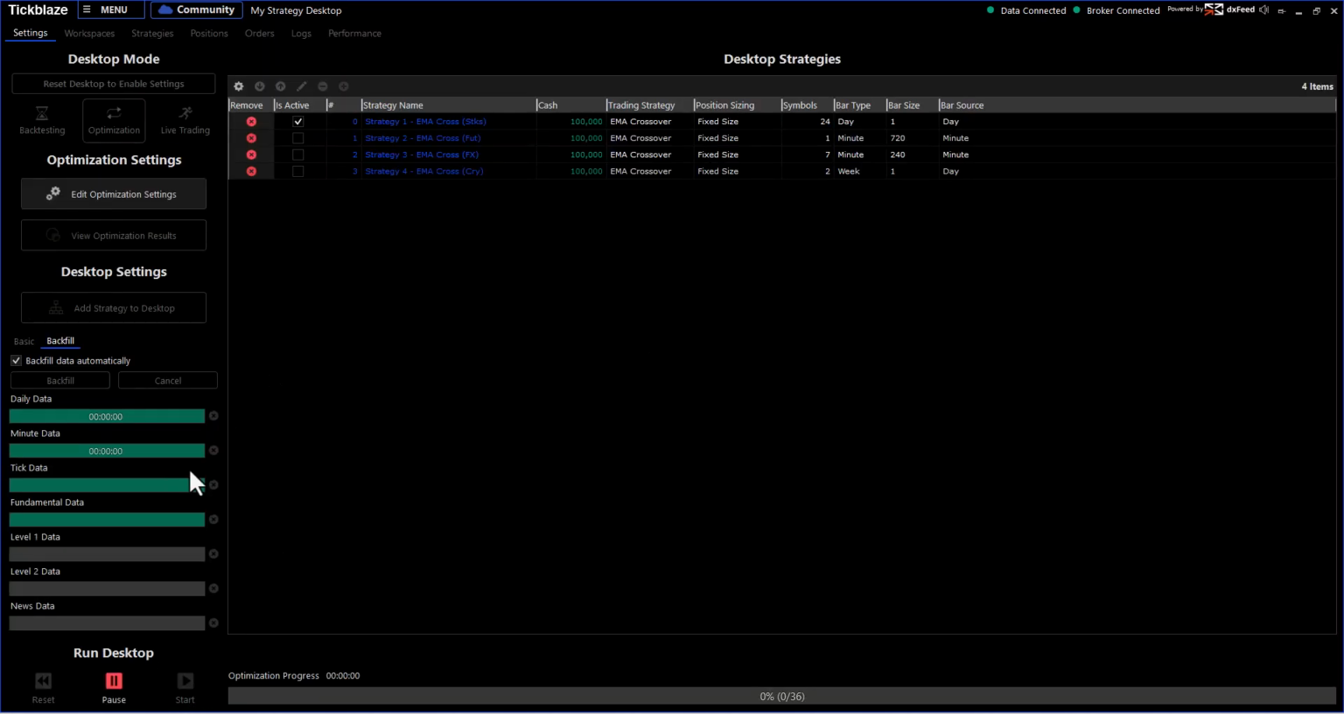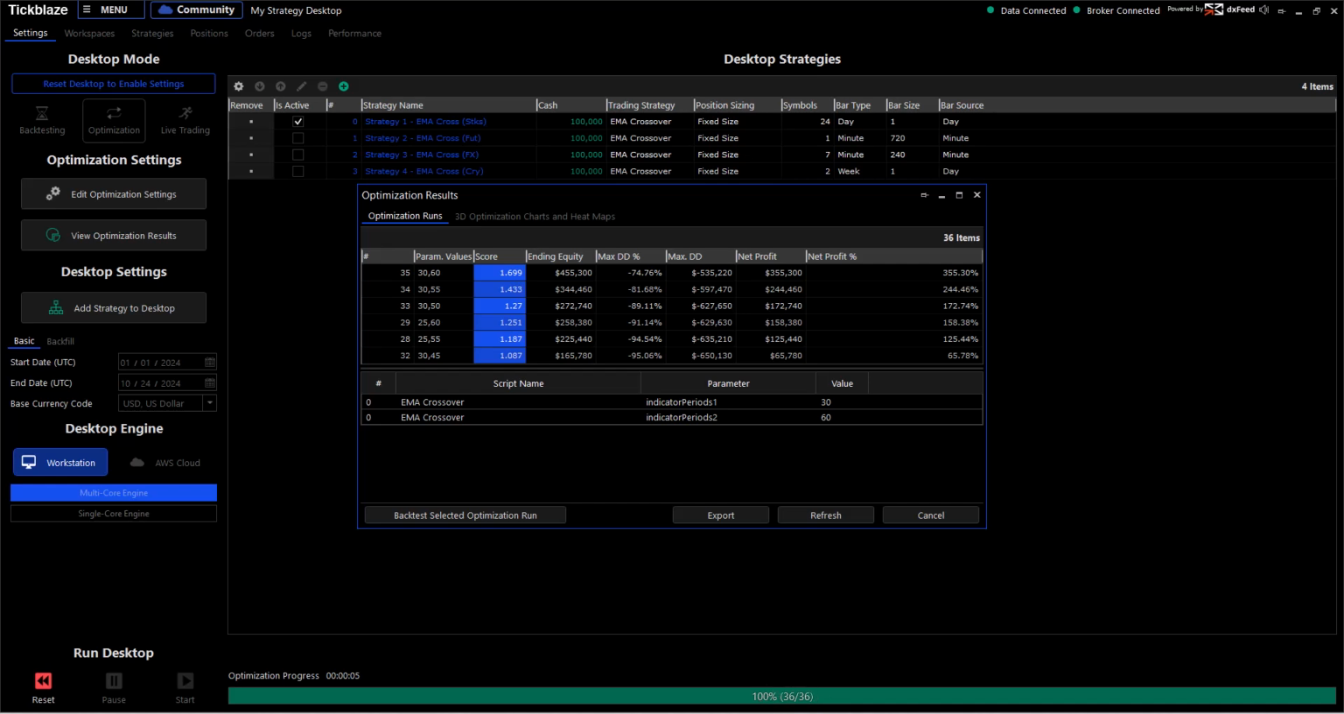So I'm going to hit start, okay? And it's basically going to start caching the data. Now look at the bottom. You're going to see that it's going in percentages. It's going quite quickly. 36 iterations went very, very quickly, right?